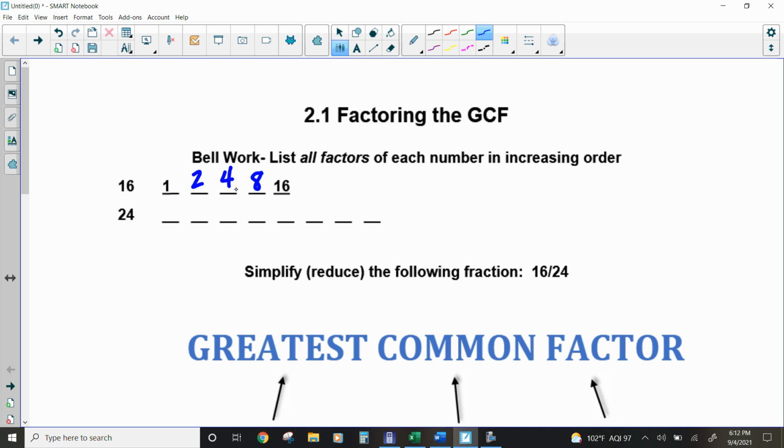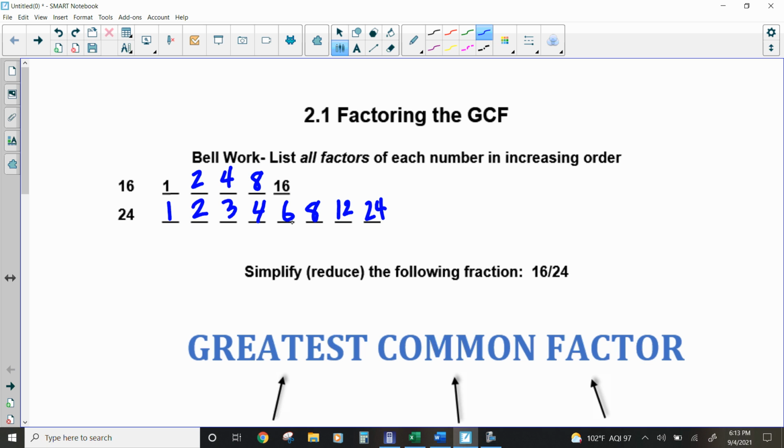Okay, and then the factors for 24, I've got 1 and 24. That's the smallest and the biggest factor. And I have 2 times 12. And I have 3 times 8. Oops, I want to put a 3 first so I can go in order. 3 times 8. And then I have 4 times 6. Now there's also 6 times 4, but that's the same as 4 times 6. So once the list starts to repeat, I don't have to keep going.